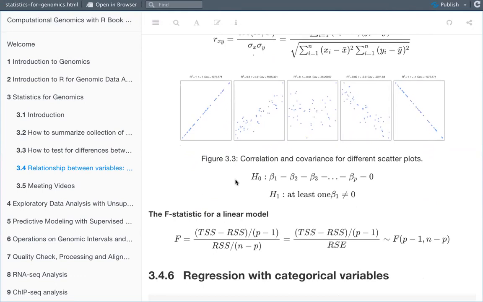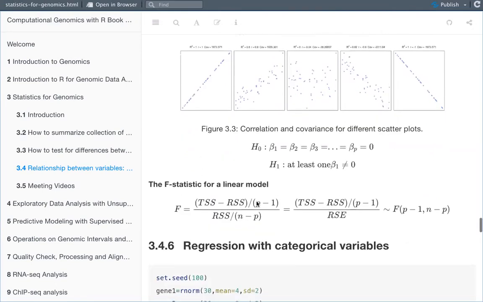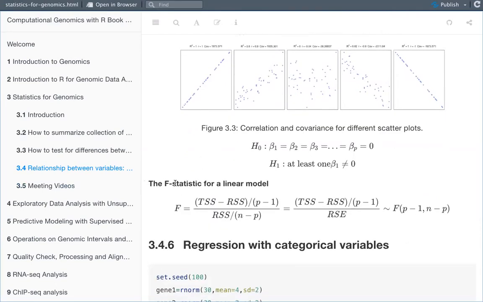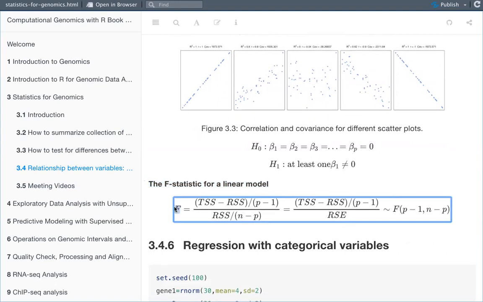But then there is this F statistic. Do you have experience using the F statistic? I don't use that very much. Okay. So when would you use the F statistic versus, I guess, what is the benefit of looking at the F statistic versus just R squared? Exactly.